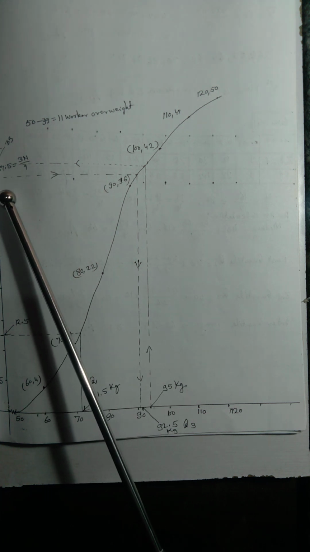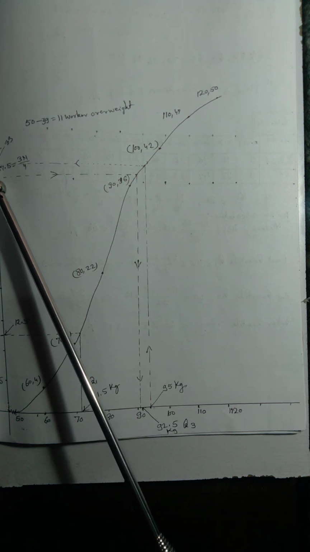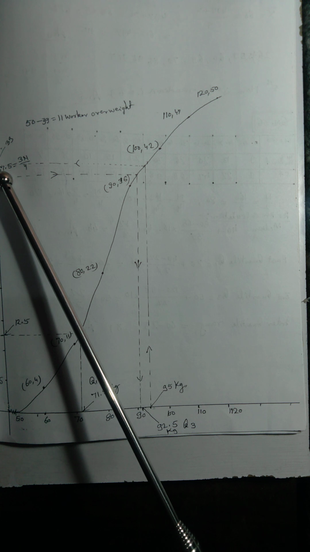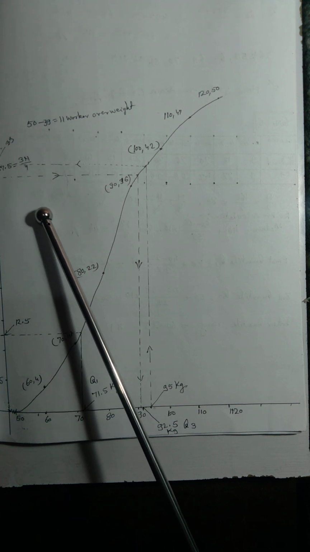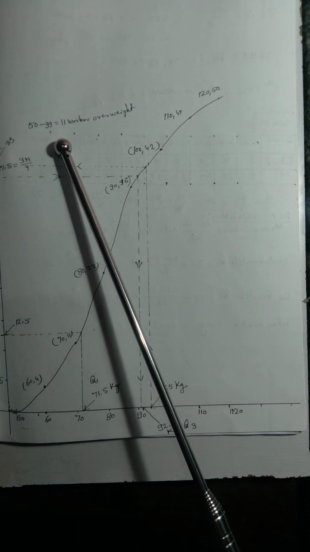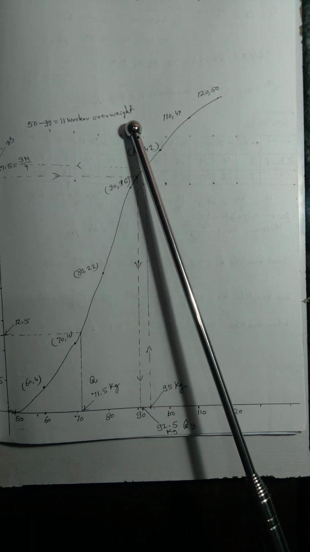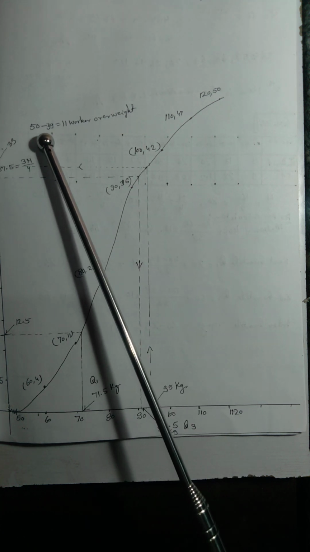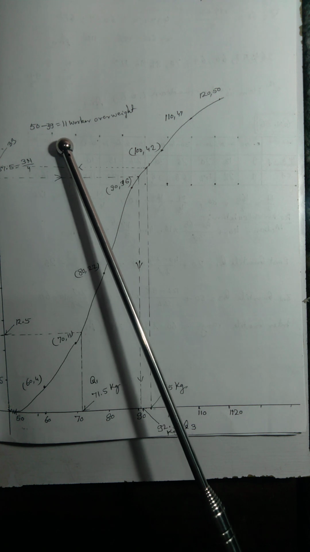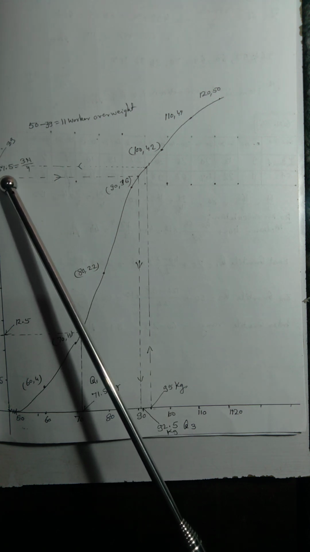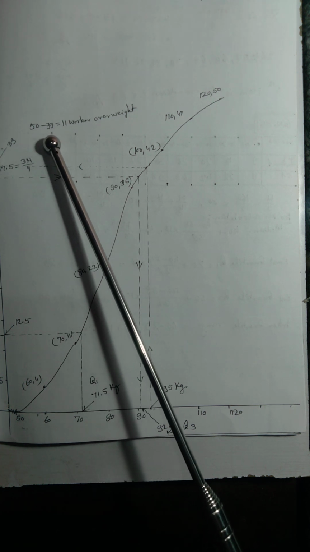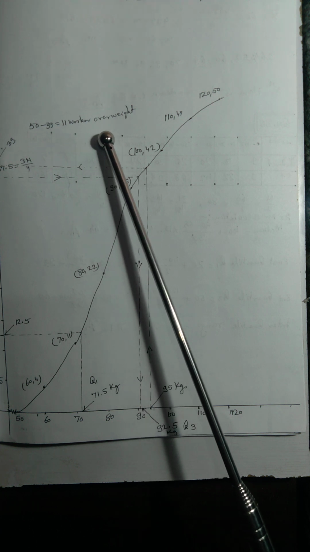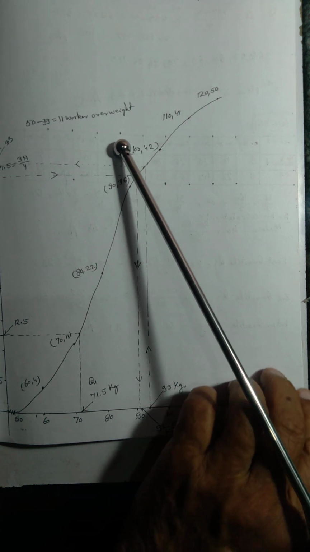which intersects the y-axis at the point 39. So the difference of 50 minus 39, that is 11 workers, are overweight. You see, I have done it here, the complete calculation is here. So we got 39 here. So 50 minus 39, that will be 11 workers overweight. And this will be the answer.